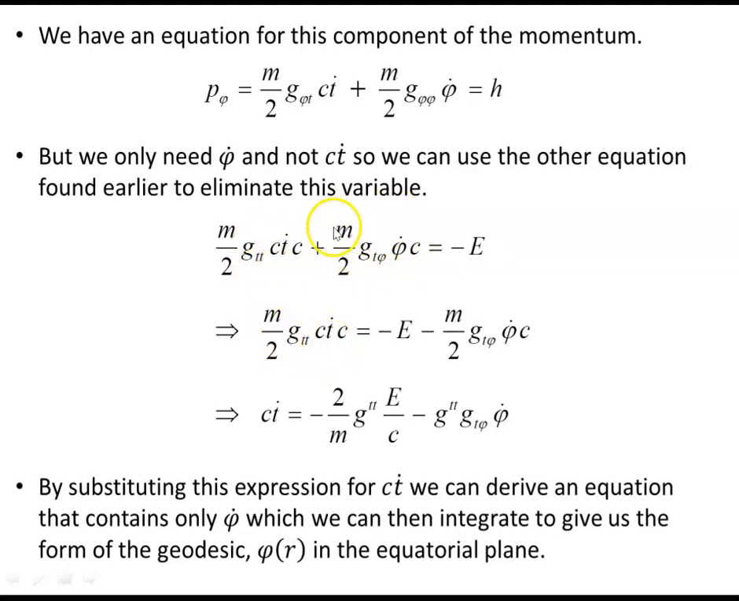Okay, so let's take this bit on the right here over the other side, give us this. Now let's multiply through by 2 on m to get rid of that, and multiply by g minus tt. And when we do that, we end up with t dot is all of this here.